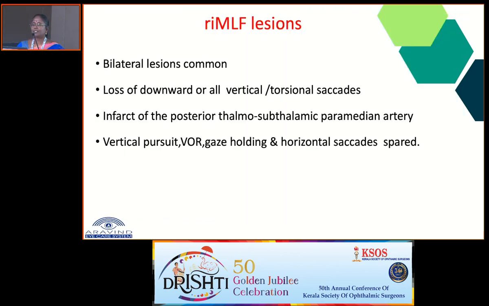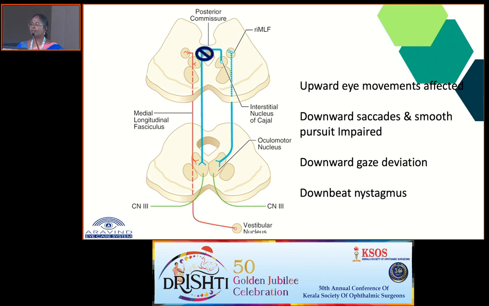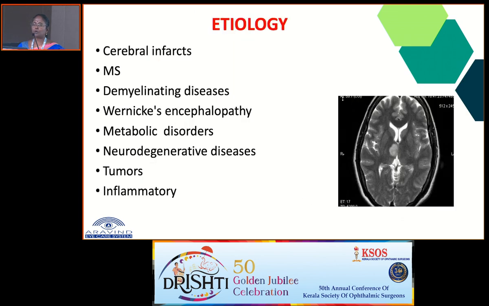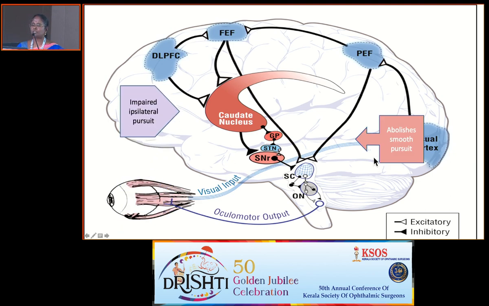Okay, I think. So bilateral lesions are usually common, usually associated with infarct of the posterior subthalamic artery. So when you have the lesion in the posterior commissure, you have upward eye movements affected, down gaze deviation and downbeat nystagmus.